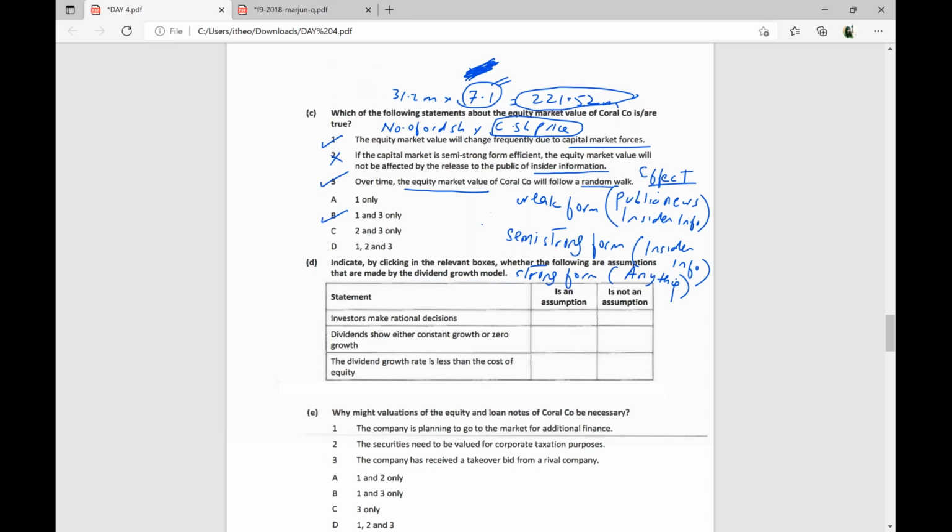Noman, ACCA does not publish the section B questions of all attempts. For one or two attempts, you may get it from the website. Now, indicate by clicking in the relevant boxes whether the following are assumptions that are made by dividend growth model.